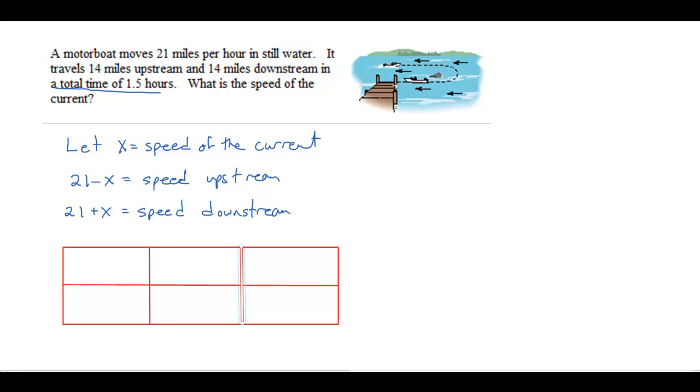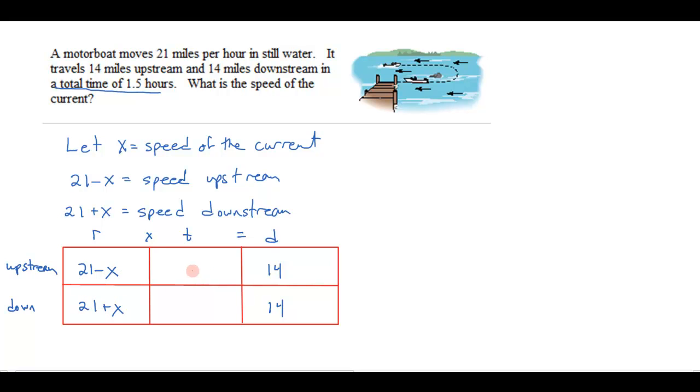Alright, so I have the motion upstream, and then I have the motion downstream. And for each of those motions there's a rate and a time and a distance, and I know that the rate times the time equals the distance. Well, I know in each case he goes 14 miles upstream and then 14 miles downstream, so the distance is the same in both of them. The rate upstream we just set up here, that's 21 minus x. The rate downstream is 21 plus x.